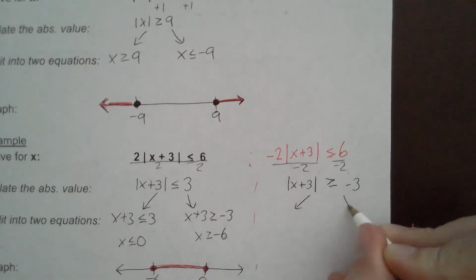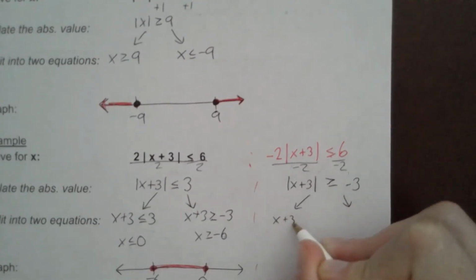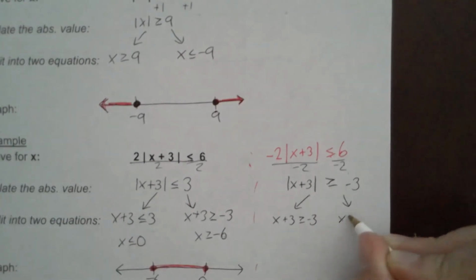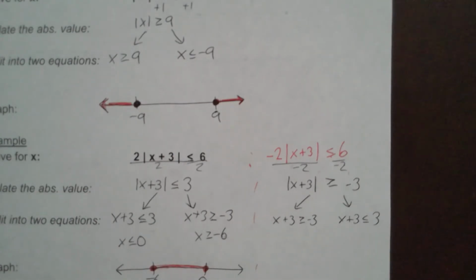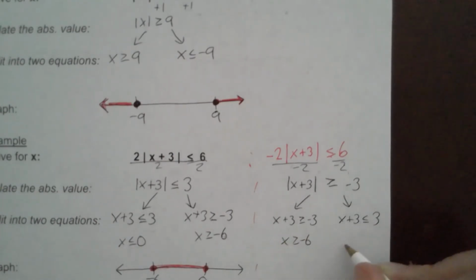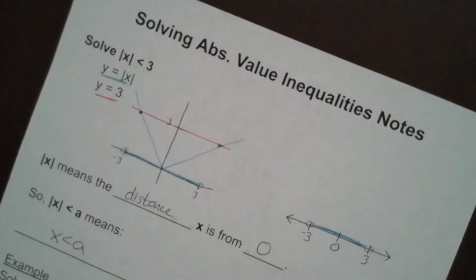Now we can split it up. We're going to get x plus 3 is greater than or equal to negative 3, and x plus 3 is less than or equal to 3. So x is greater than or equal to negative 6, and x is less than or equal to 0. So there you go. I'm not going to waste my time graphing that.